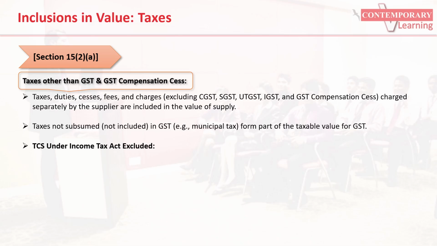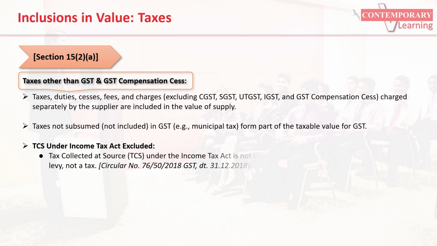However, there's an important exception. Tax collected at source under the Income Tax Act is not included in the GST value. This is because TCS is considered an interim levy, not a tax, as clarified by GST Circular number 76/50/2018. So remember, when calculating GST value, include all taxes except GST itself and TCS under Income Tax Act.